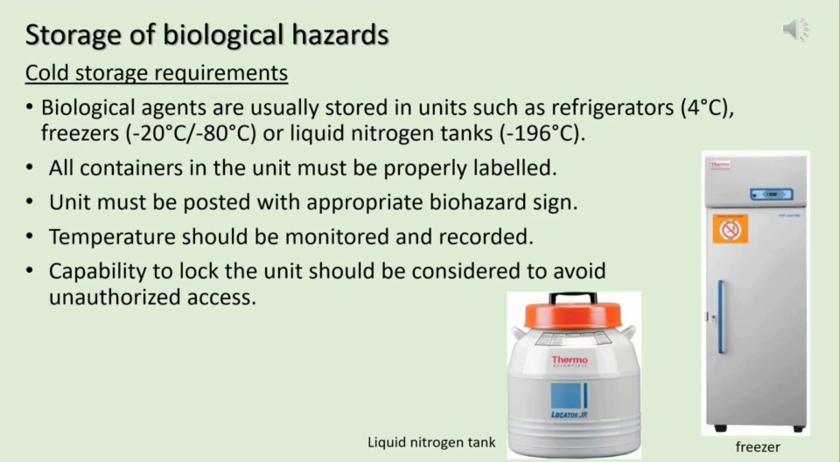Okay, so when you store biological agents in these units, such as your fridges or freezers, you must make sure that they are properly labeled. Okay, the biological agent's name, etc. Then you also must paste a biohazard sign in these fridges or freezers or liquid nitrogen tanks so that people know that there are biological hazards inside. All right, and because they are very sensitive to temperature changes, in these equipment you have to actually monitor the temperature closely and record it.